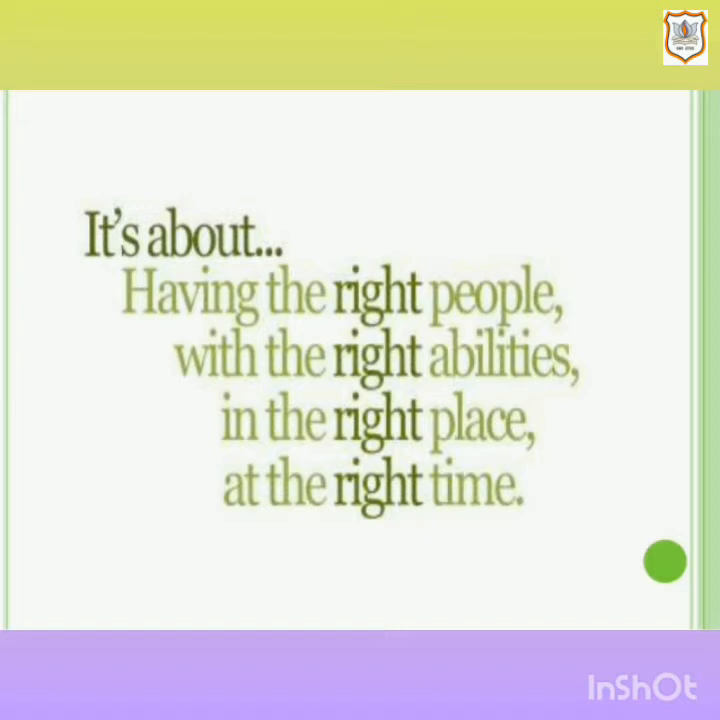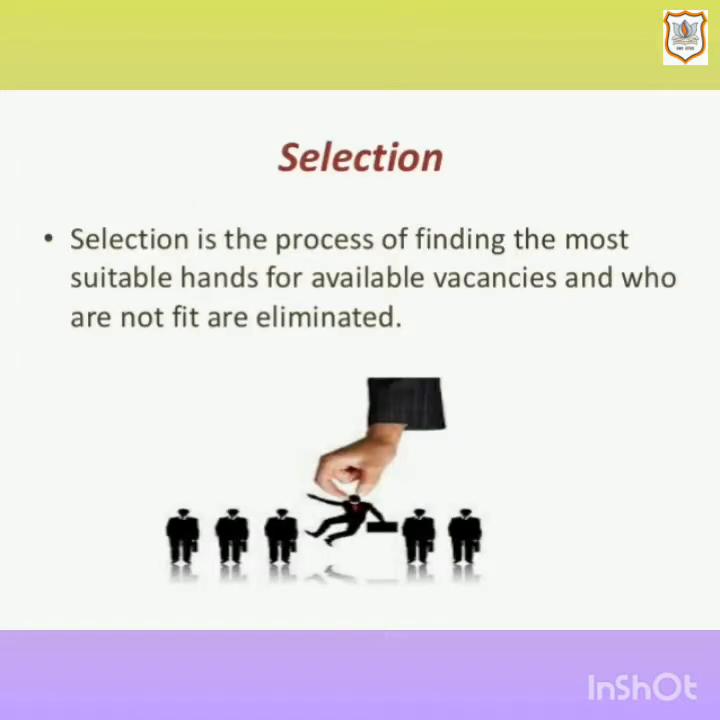So selection means to select the proper candidate from the applications received. The selection process varies from organization to organization on the basis of its size, type of organization, and kind of employees required. We already have studied the meaning of selection. Selection is the process of finding the most suitable hands for available vacancies, and those who are not fit are eliminated. That means those who are suitable for the vacancies will be given the job and others will be eliminated. So the right person will be selected for the right post seeing their abilities.